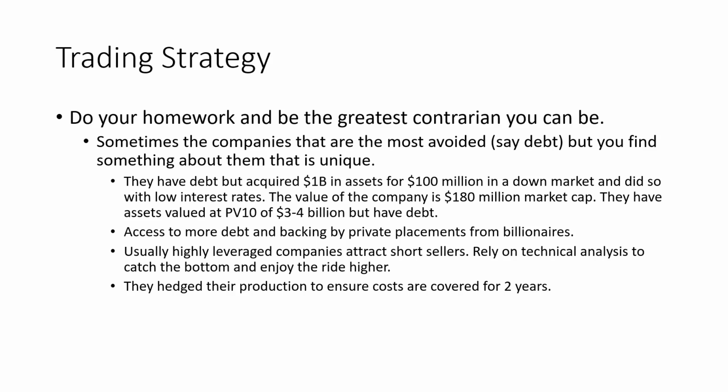So, some trading strategies here. Do your homework and be the greatest contrarian you can be. Sometimes the companies that are the most avoided say they've got a lot of debt, but you find something about them that is unique. They have debt but acquired $1 billion in assets for $100 million in a down market and did so with low interest rates. The value of the company is a 180 million market cap. They have assets valued at PV10 of 3 or 4 billion, but they have some debt. It could be a very good company, especially if the price of the commodity they're selling is already moving up. Access to more debt and backing by private placement from billionaires is something else that I look for.